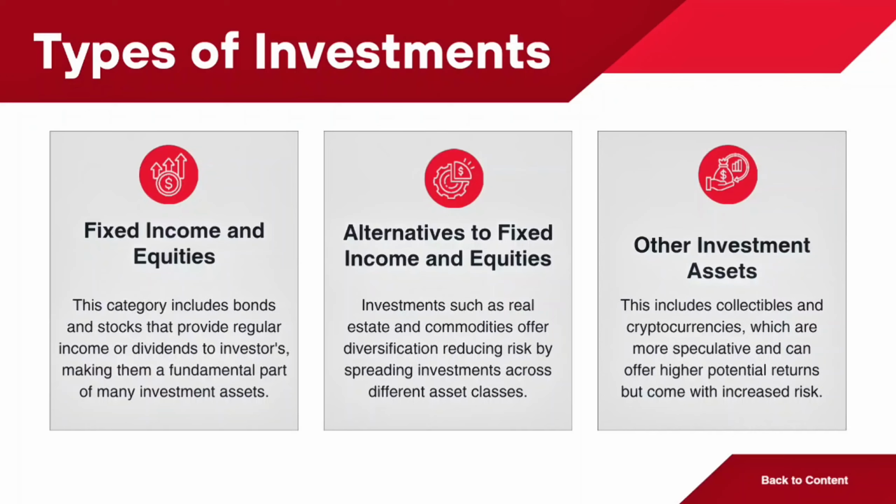Beyond this, there are alternative investments like real estate and commodities. These can offer diversification benefits, meaning they can help reduce your overall risk by spreading your investments across different asset classes. Finally, there are other investment assets such as collectibles and cryptocurrencies. These tend to be more speculative, meaning they can offer the potential for higher returns but also carry a greater risk of loss. It is important to thoroughly research and understand any investment before putting your money into it.